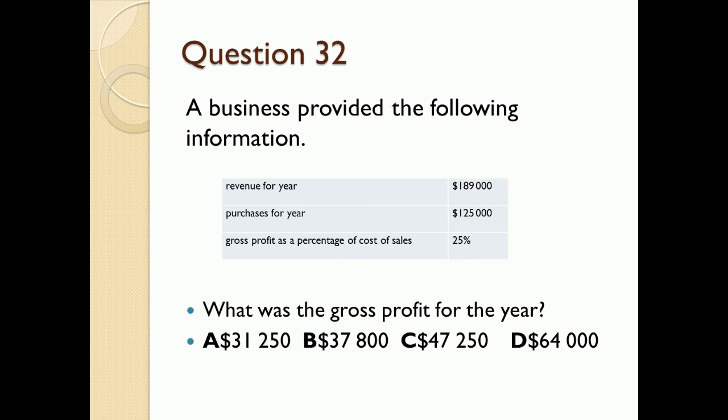But they are asking for gross profit, not for cost of sales. And simply you have two options over here. Suppose the value 150,000 is in front of you. Just take 25% of that, or subtract cost of sales from 189. You will arrive at the gross profit.